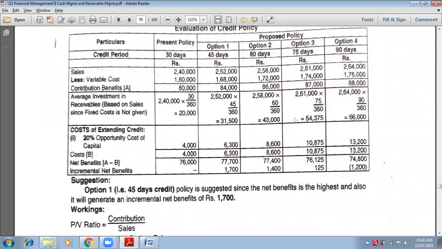54,375 into 20 percentage is 10,875. And last, what is average investment of option 4? Jayashree, I asked you about average investment. What is average investment? 66,000. So 66,000 into 20 percentage is how much? 13,200. Very good. Now number 1, opportunity cost, is done.